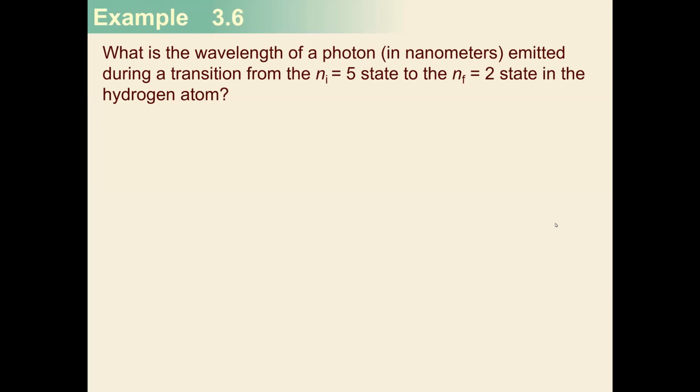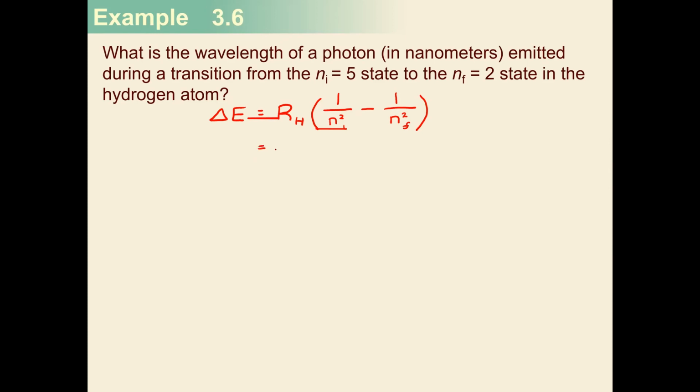What is the wavelength of a photon in nanometers emitted during the transition from our n initial of 5 to our n final of 2? So the first thing that we want to do is write our equation. We have our delta E equals our Rydberg constant times 1 over n squared initial minus 1 over n squared final. So there's our equation. Now let us plug in some of our values.